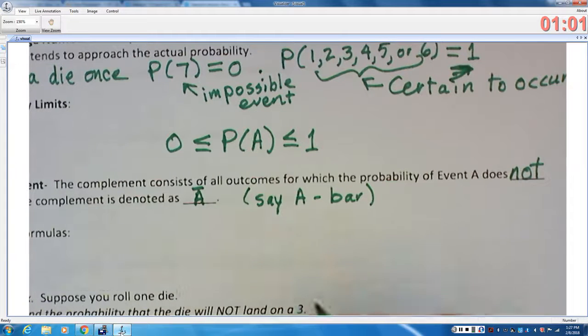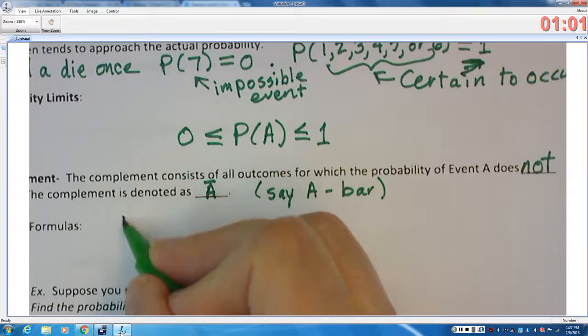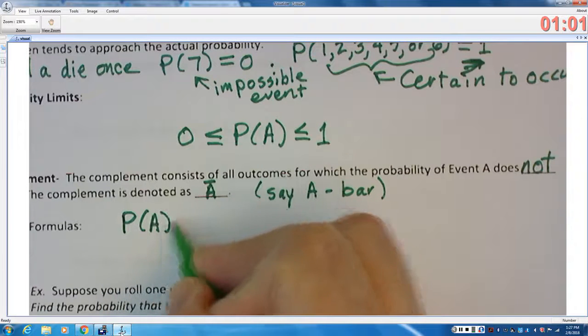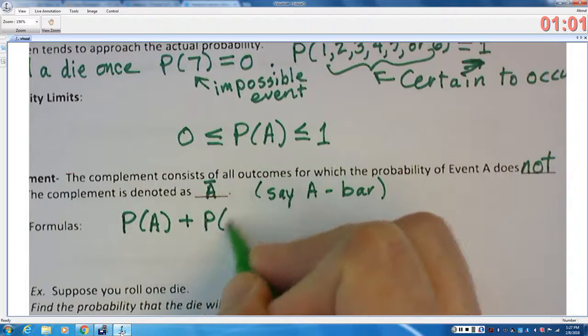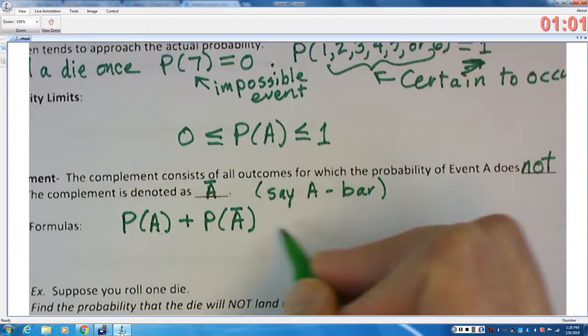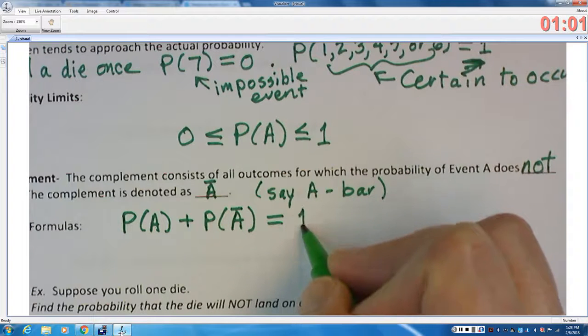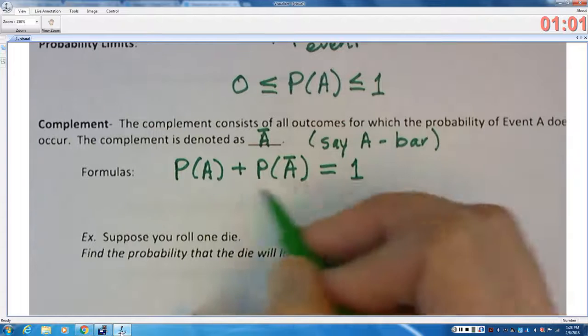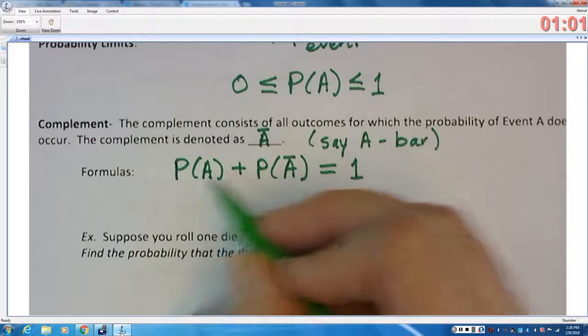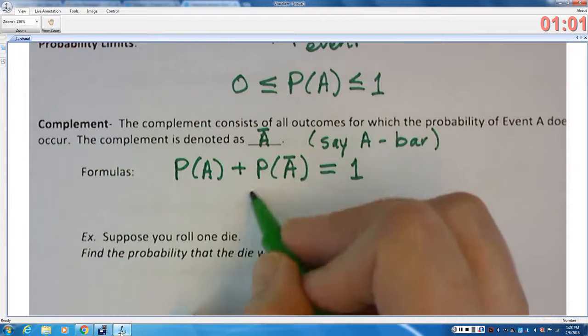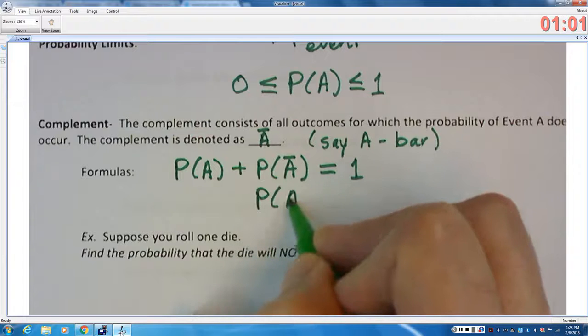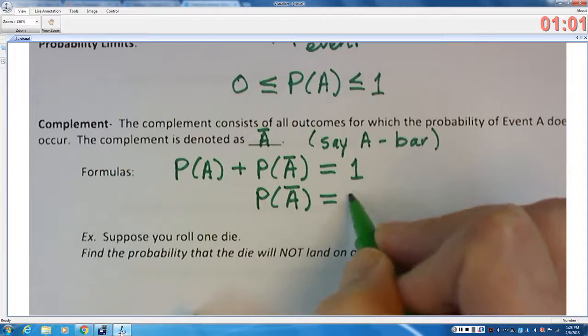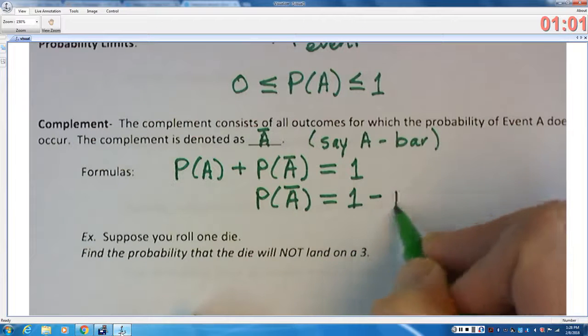Okay, and the formulas are the probability of event A plus probability of event A bar. That's our whole sample space, so that equals 1. So if we had to, we could solve for this. We subtract probability of A from both sides. We get probability of A bar, or A complement, is 1 minus probability of A.